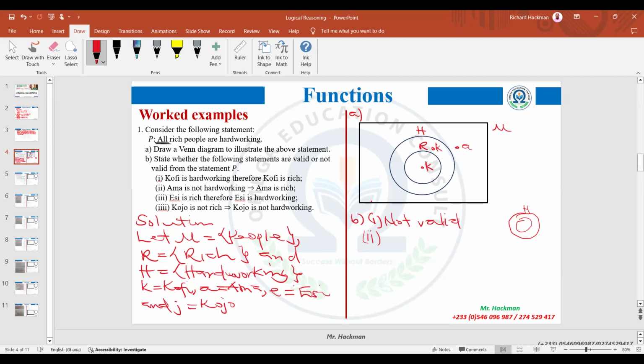Now we want to see if this only position that we have here will counter the second statement. So Ama is not hardworking, implies Ama is rich. Ama is not hardworking, this is outside hardworking. It doesn't really say that Ama is rich.